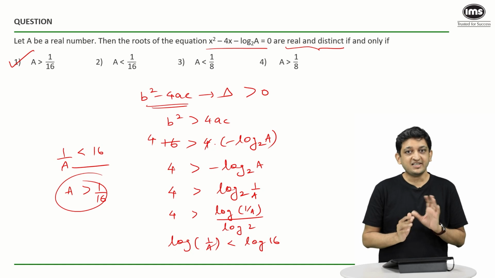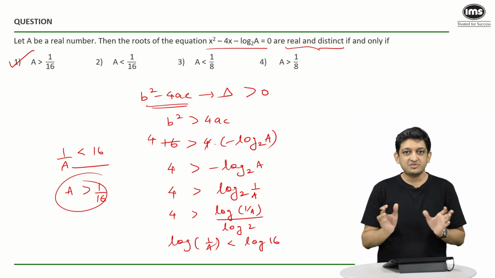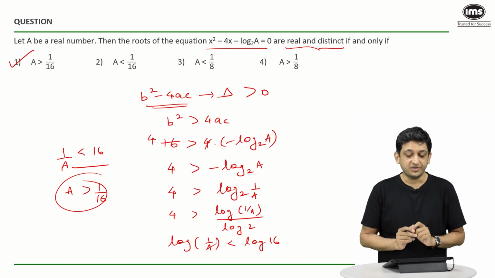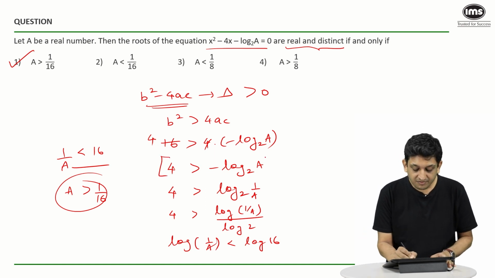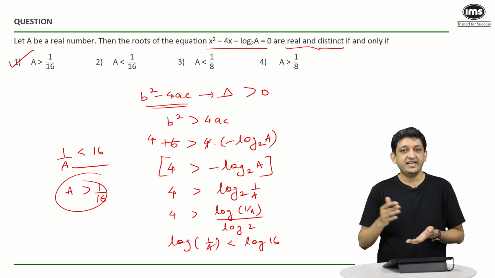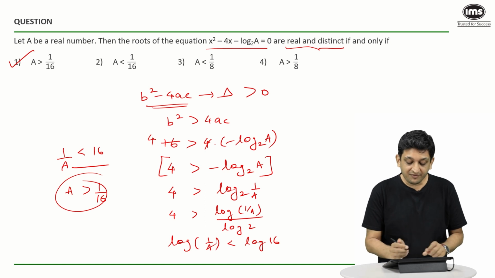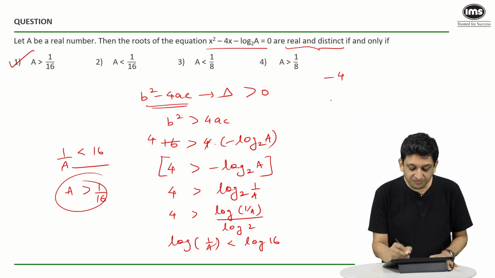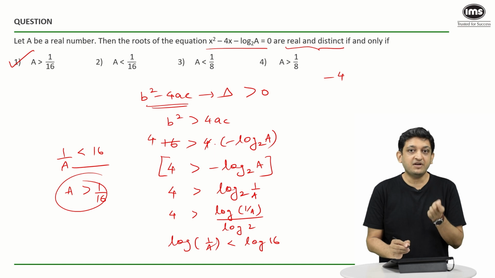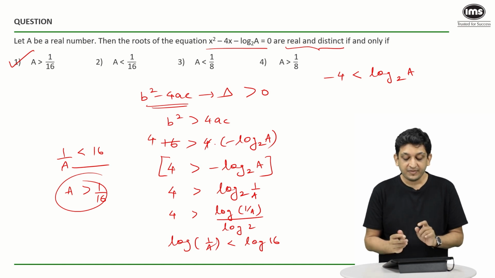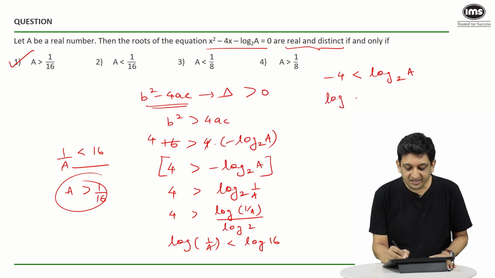Now for those of you who are comfortable with multiplying two terms by minus 1 when it comes to an inequality, you could have also done one small thing to reduce your effort. So after this term, 4 greater than minus log of a to the base 2, you could have multiplied both the terms by minus 1. So what you would have got in that case is minus 4, right? And the inequality would have changed now. So instead of greater than, it would be less than log of a to the base 2. So that is what you have to remember. Again, if I rephrase this, I will get log of a to the base 2 greater than minus 4.